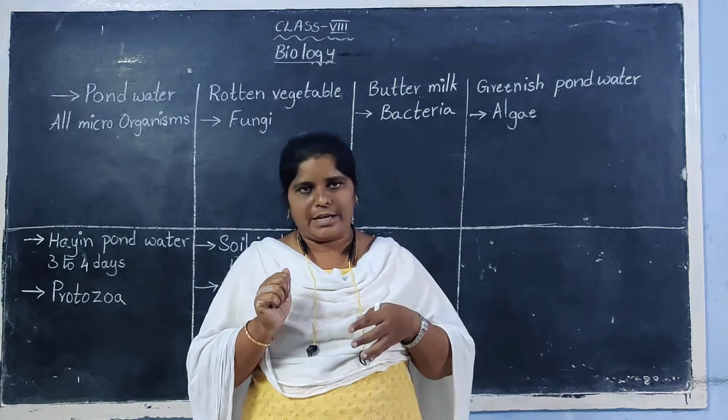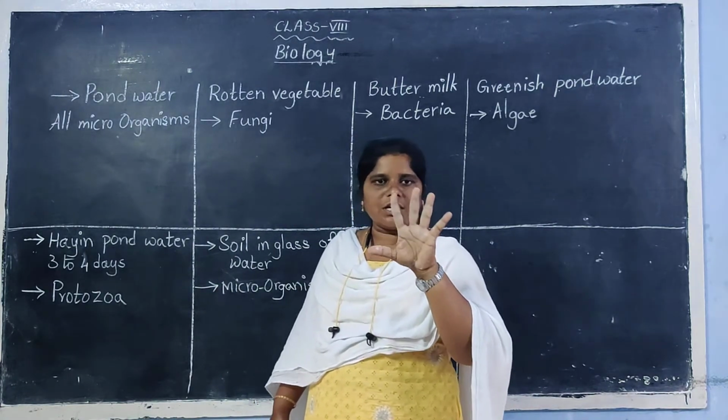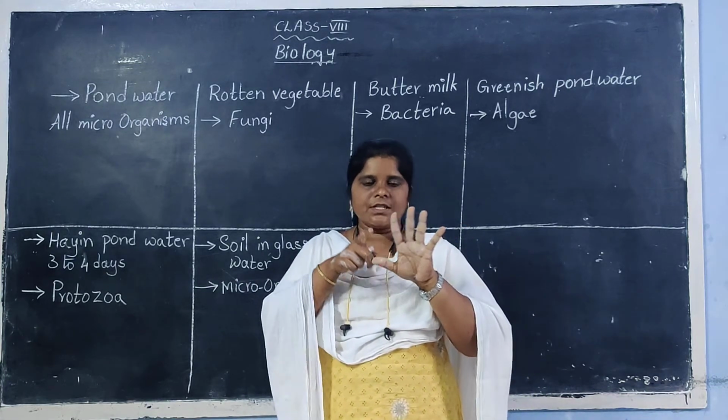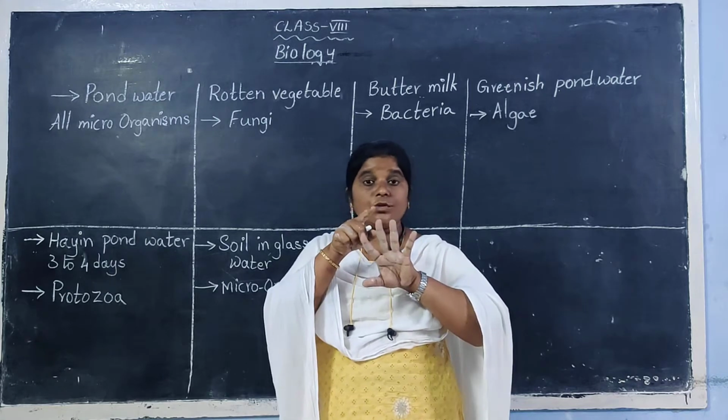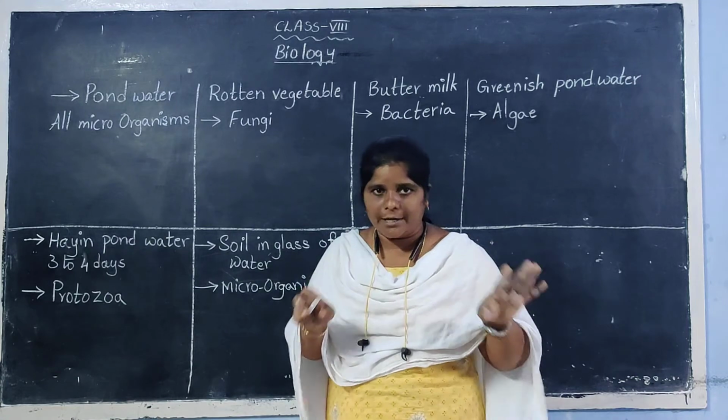Now in the previous video I mentioned how many types of microorganisms there are: 5 types. First one is bacteria. Second one is virus. Third one is algae. Fourth one is protozoa. And the fifth one is fungi.